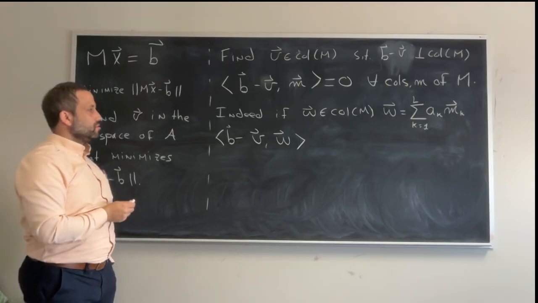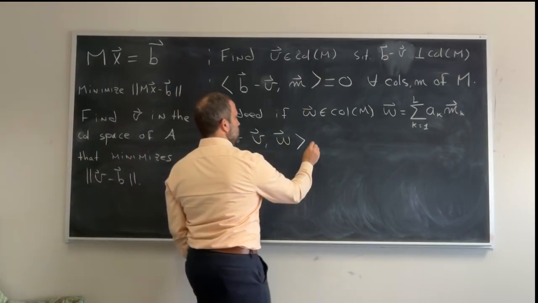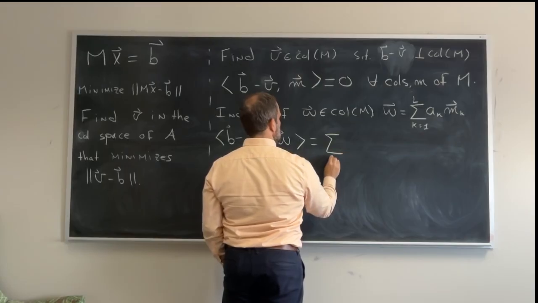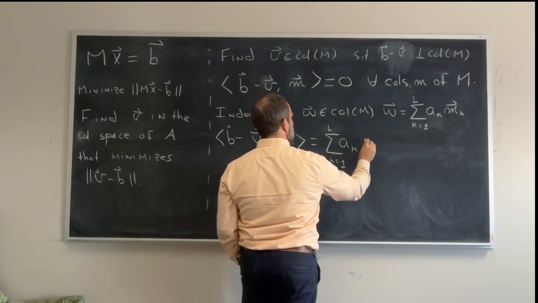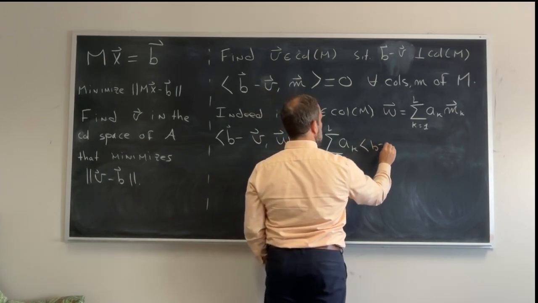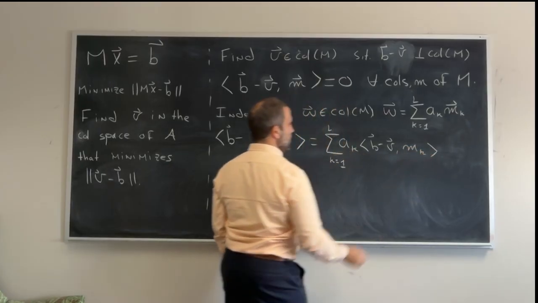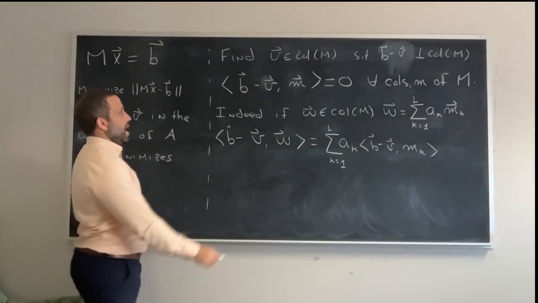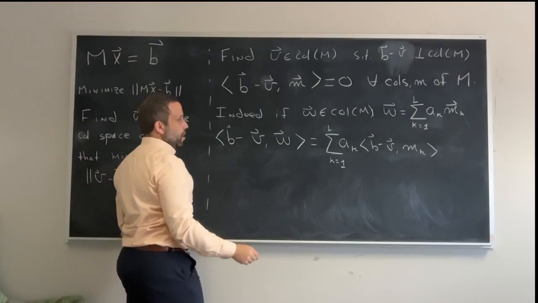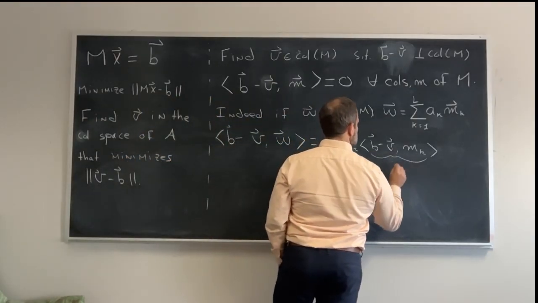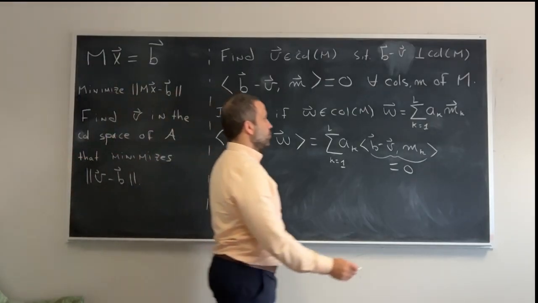This is just a simple exercise using the linearity of the inner product. I'm going to replace w with that sum, and it's going to be the sum from k equals 1 to L of a_k times the inner product of b minus v with m_k. But m_k is a column of M, and if b minus v is orthogonal to all the columns of M, then all of these inner products are equal to 0. And if we're adding up 0 L times, overall this will be equal to 0.